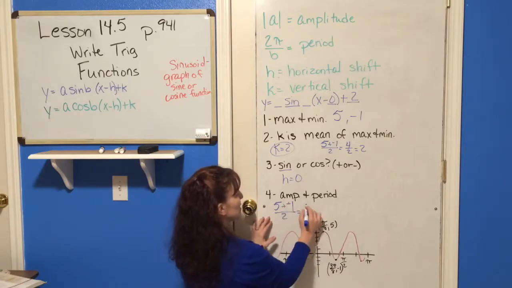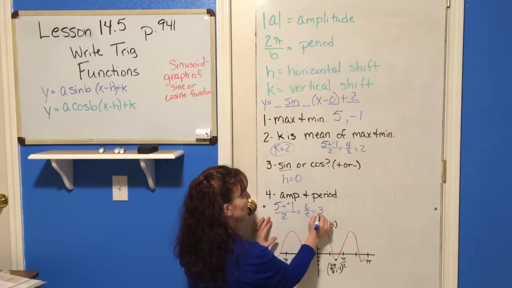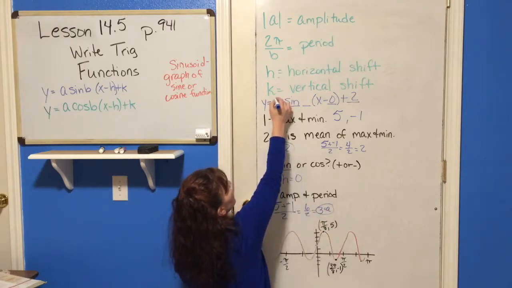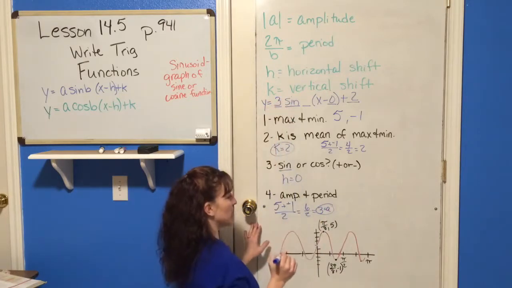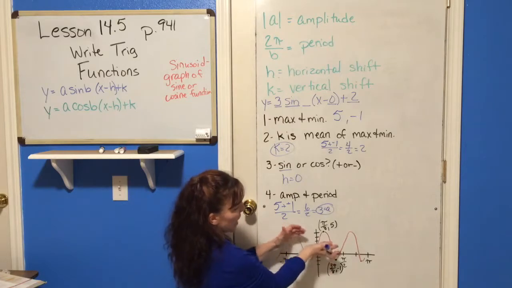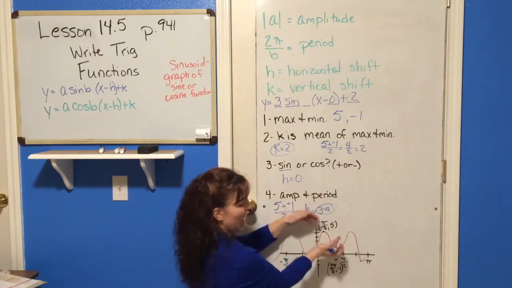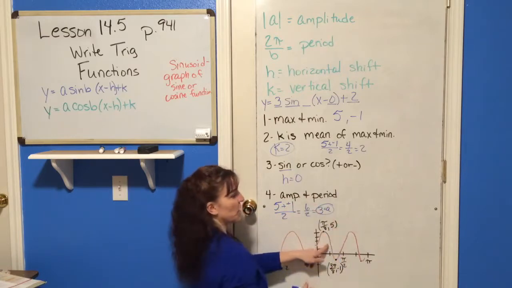So that becomes 6 over 2, which is 3. So this is our A. So A is 3. The amplitude is the difference between the minimum and maximum, but it's half of that because it's how far up and how far down you went.